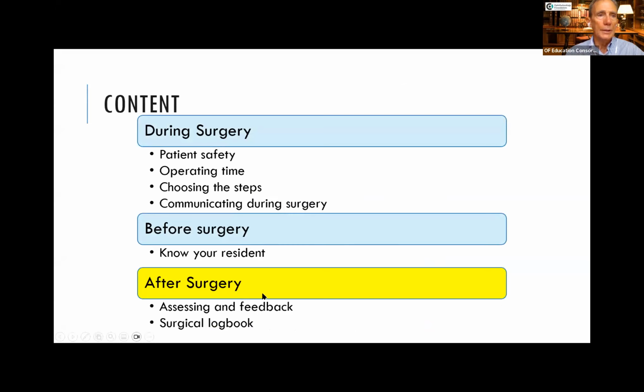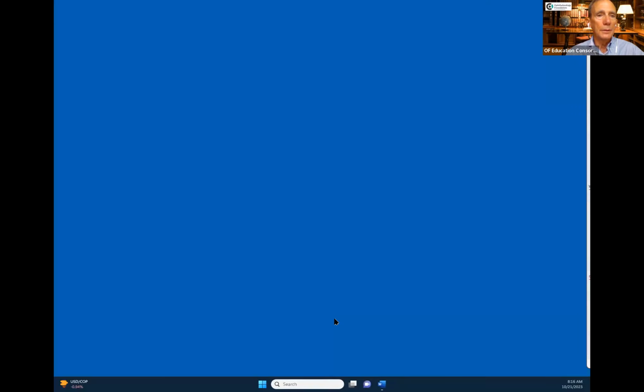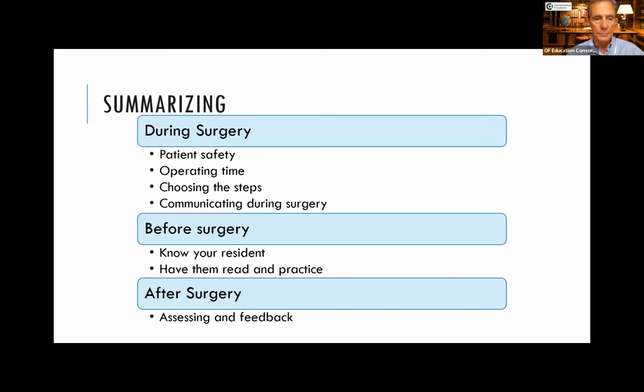So I will stop here because after surgery, I will talk about this next Saturday. And let me summarize. The slide, I don't know why it went away.